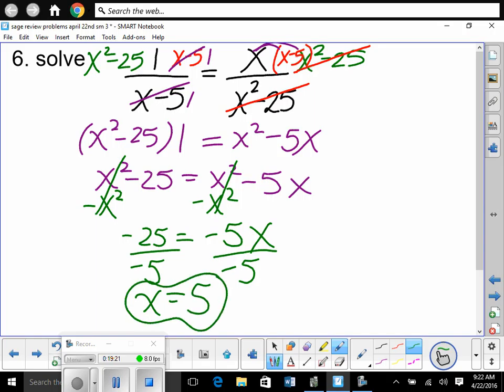Then you can check your answers by plugging in a 5 back into the original problem, and if it comes out to be the same, you're good. So, questions? Okay.